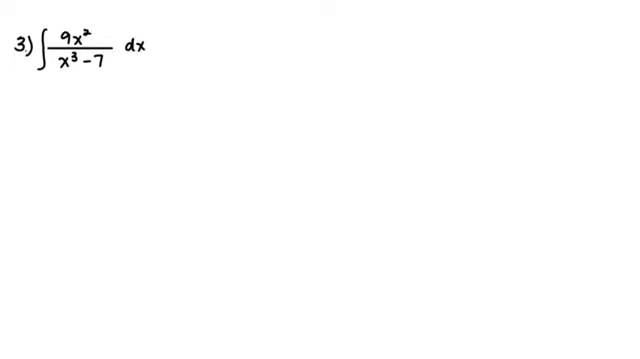Our third example is the integral of 9x squared over x cubed minus 7 dx. Let's rewrite it. We can rewrite this as the integral of x cubed minus 7 to the negative 1 power times 9x squared dx. In that format, let's again look for a composite function. It appears that our x cubed minus 7 to the negative 1 power would be a candidate, and the inner function there would be x cubed minus 7. So we'll let u be equal to x cubed minus 7.